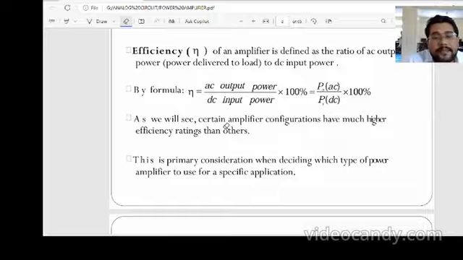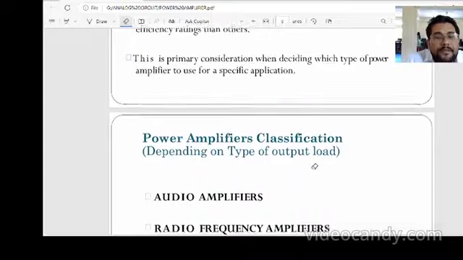As we will see, certain amplifier configurations have a much higher efficiency rating than other amplifiers. This is the primary consideration when we are deciding which type of amplifier to use for specific applications.